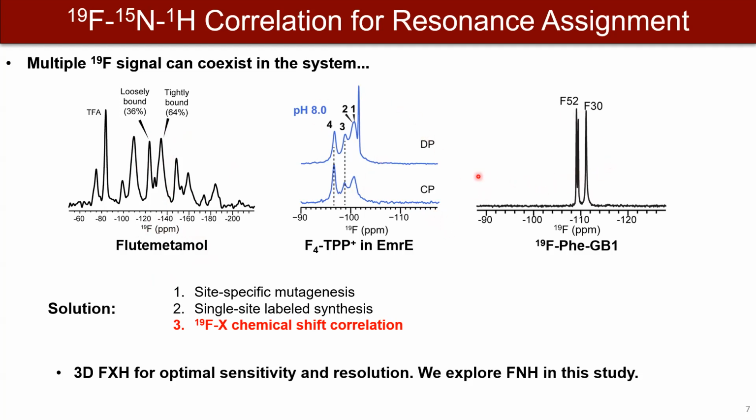So to solve this, the traditional approach is either specific mutagenesis or single-site labeled peptide synthesis, and they are very time consuming. The other approach is relying on the fluorine-X chemical shift correlation. So far, 2D approaches and 3D HFH and FFH approaches have been tested and applied in real-world systems. However, 3D FXH hasn't been reported, and is very desirable for optimal sensitivity and resolution. So here we explore FNH.